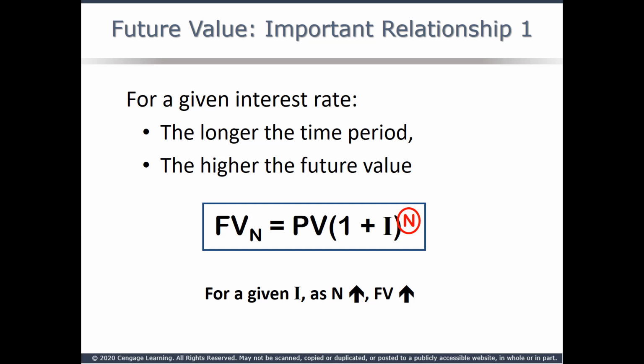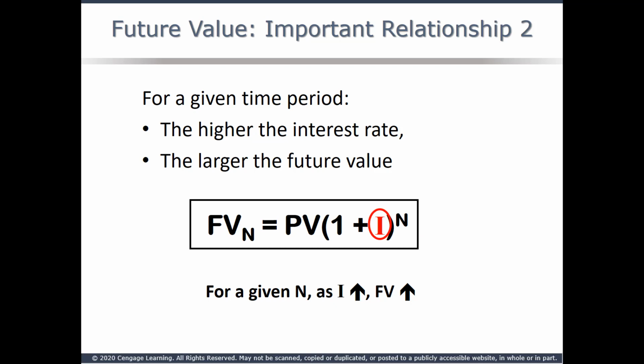For a given interest rate, the longer the period, the higher the future value, meaning the longer you leave your money invested, the more you have. As N increases, FV increases. The relationship between N and future value is direct. As one increases, the other increases.